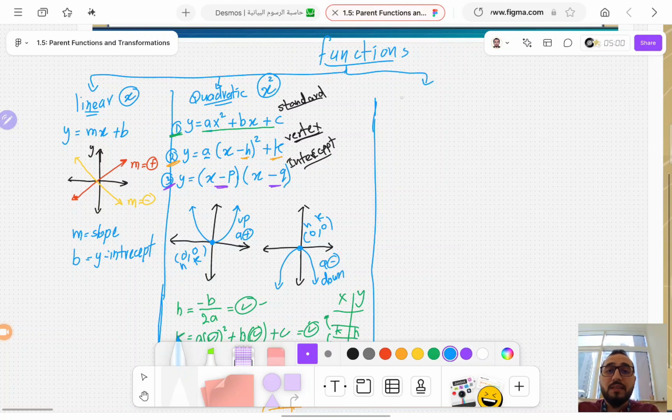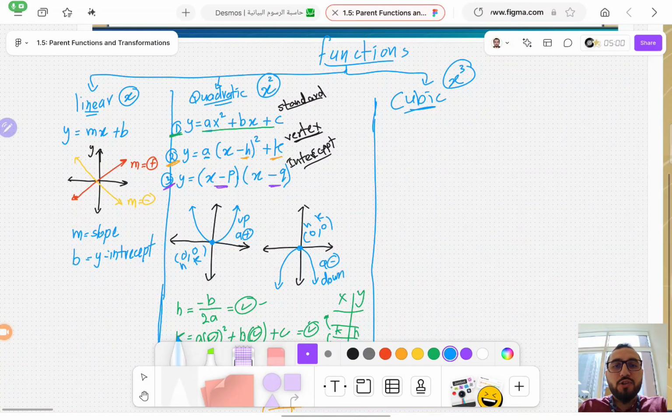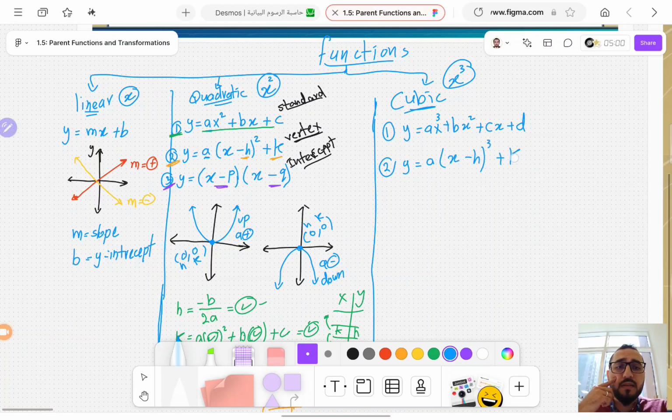Now the third one is the cubic function. What is the cubic function? It's x to the power of 3. The cubic function also has two formulas that we can use to graph. The first one is y equals ax cubed plus bx squared plus cx plus d. We call this the standard form. And what do you think the vertex form will be? The vertex form will be x minus h to the power of 3 plus k. So this one is the standard form, and this one here is the vertex form.